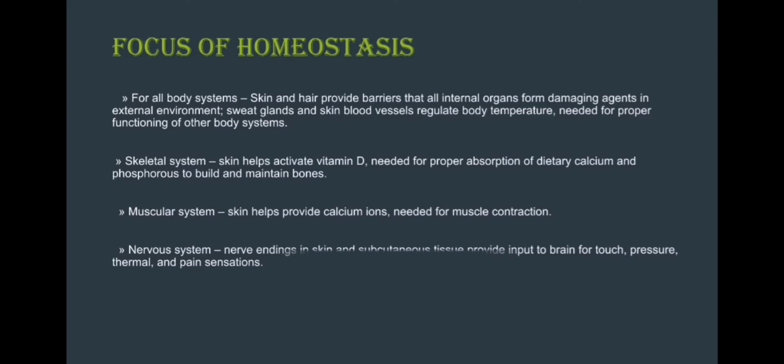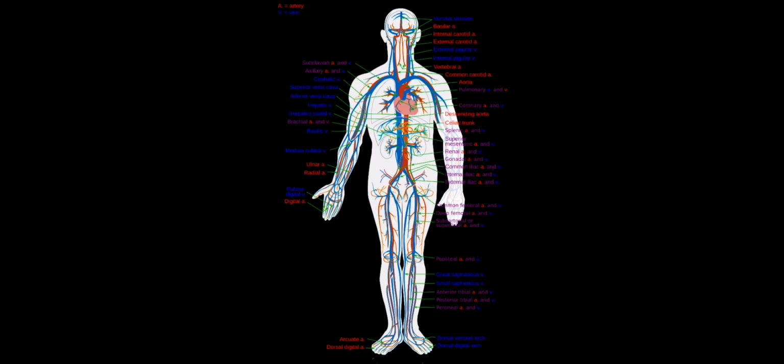Next is the nervous system. Nerve endings in skin and subcutaneous tissue provide input to the brain for touch, pressure, thermal, and pain sensation. The nervous system collects and processes information from the senses via nerves and the brain, and tells the muscles to contract to cause physical action.